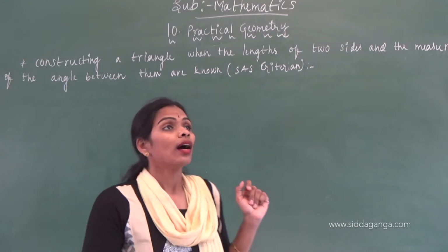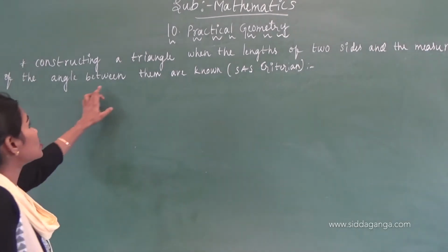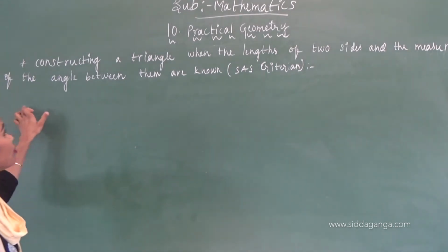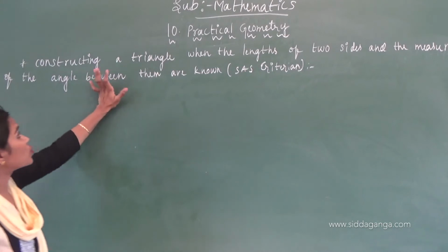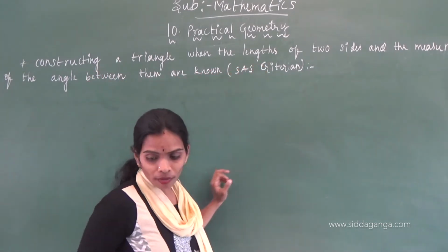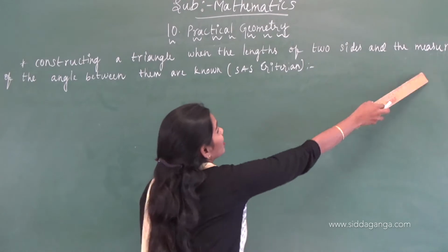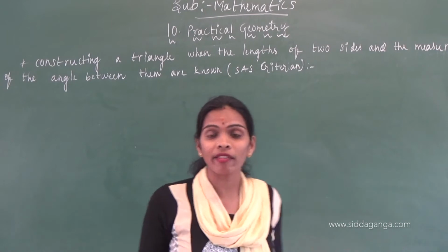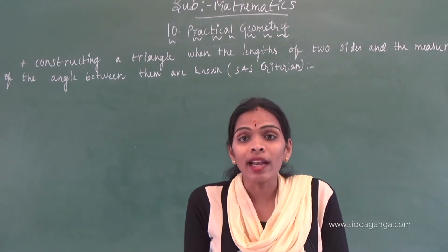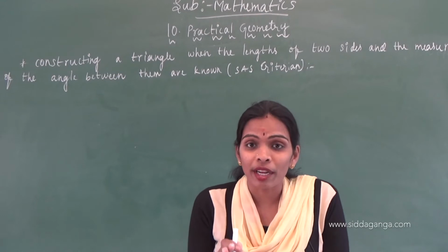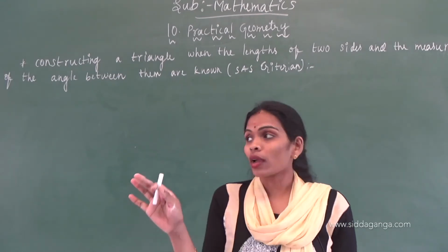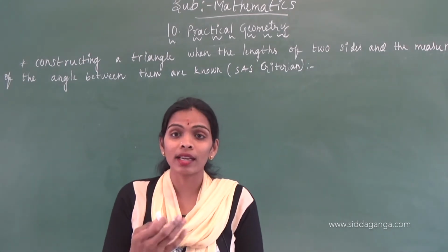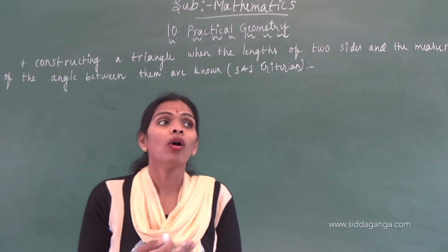In this class, what we are going to discuss is constructing a triangle when the lengths of two sides and the measure of the angle between them are known. Here in the question itself, they are giving one angle which is included between the two known sides. In congruent triangles, we already know the concept of corresponding angles.